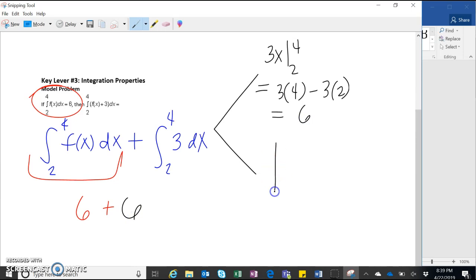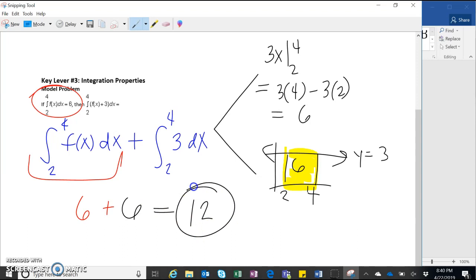Option 2 is to think about this graphically. The function 3 is a horizontal line at y equals 3. And I want to find the area under that from 2 to 4. So that region that I see right here is just a rectangle with a base of 2 and a height of 3 and an area then of length times width, or 6. So analytical approach or graphical approach, either option gets me to my final answer of 12.